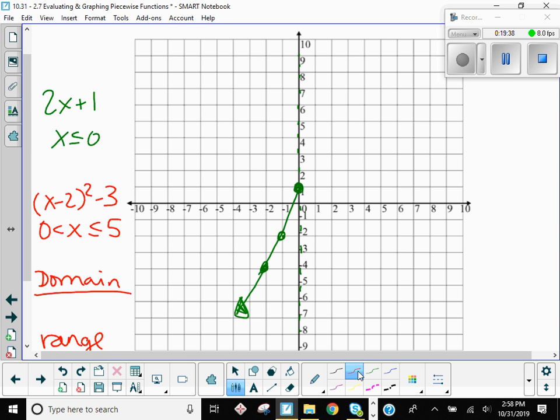I'm sorry, you guys. So now the red stuff. This parent function is a quadratic, right? And I only need the piece of it that goes from 0 to 5. So I already have a little boundary line at 0, and I'm going to put one at 5 just to hold my place here. And then I start graphing. Where's the shifted vertex going to be at? Perfect. (2, -3), because it goes right 2, down 3.